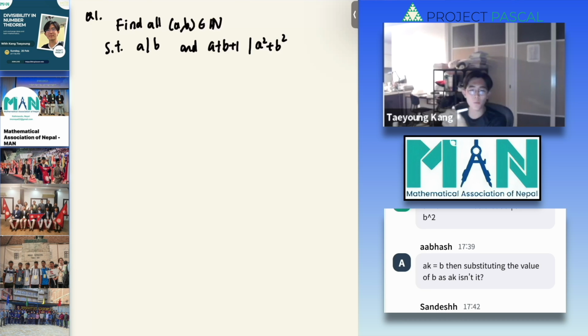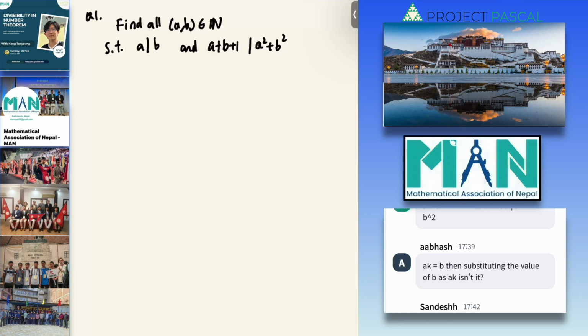So when trying this problem, what were your initial ideas? Anyone can just write in the chat and let me know what you were initially thinking when you saw this question. What did you try to do? You can type in the Zoom meeting chat or the Discord. Yeah, I enabled chat for everyone, so you can type it in the chat.